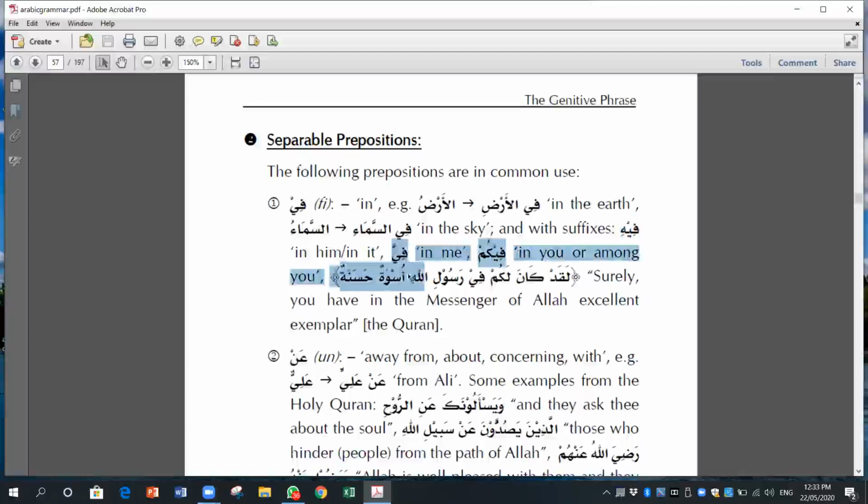Fi. Now look, fiya. Because now in fi, there is also one ya. And ya is also a pronoun for the singular first person, right? Singular first person pronoun is also ya.